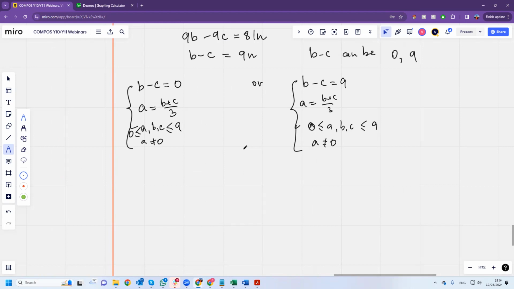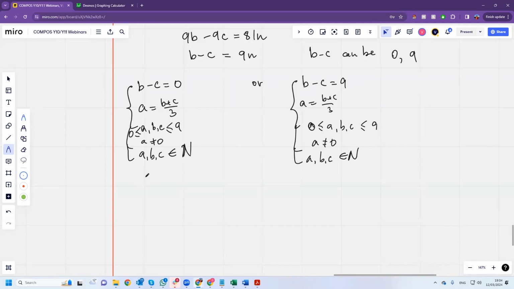It's very important to understand that A, B, and C are natural numbers. That means they can only be whole numbers, whole positive numbers.